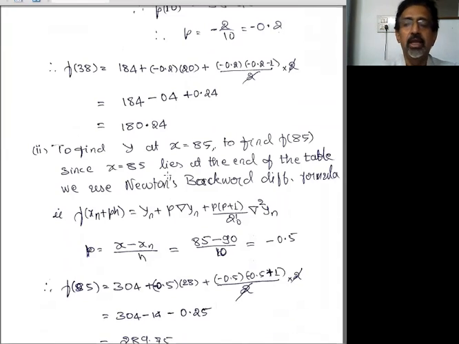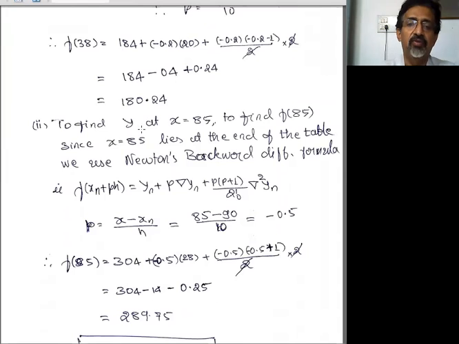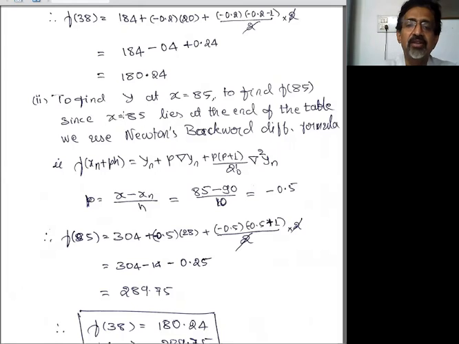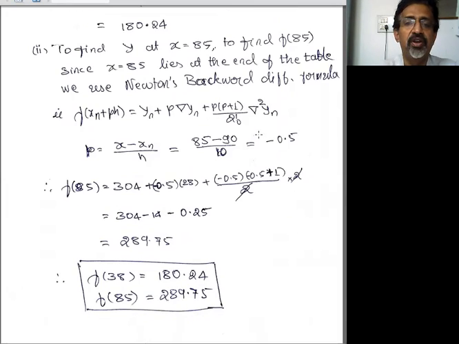Now I consider the second case. That is, I have to find out y at x is equal to 85. If you look at x equal to 85, it clearly lies at the end of the table, because the last point is 90, that is x5. So it lies before that. Since it is at the end of the table, I should use Newton's backward difference formula.